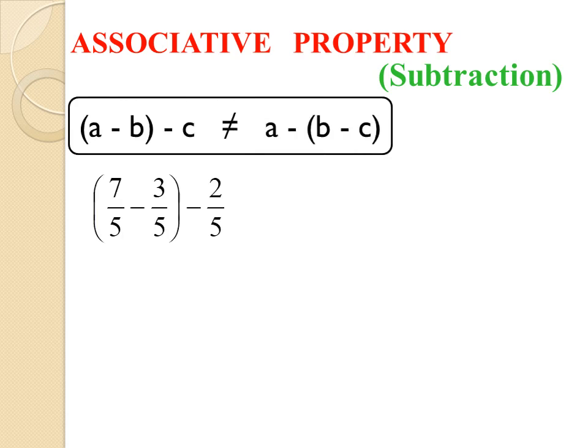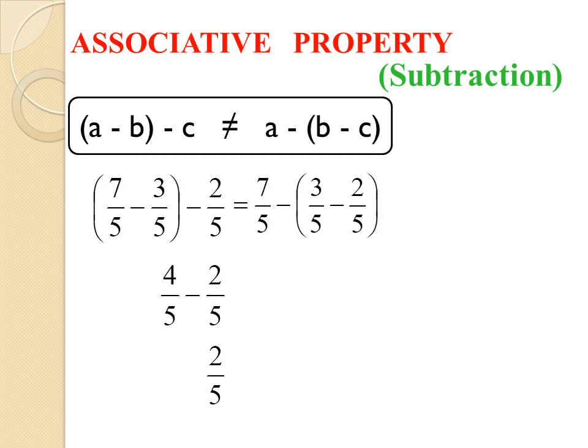So let's check this. 7 by 5 minus 3 by 5 minus 2 by 5. The first number and second number are a group now. Let's do that first. What do we get? We get 4 by 5 minus 2 by 5. How do we get 4 by 5? By subtracting 7 by 5 and 3 by 5. When you do the further simplification, you get the answer as 2 by 5 for the left hand side.